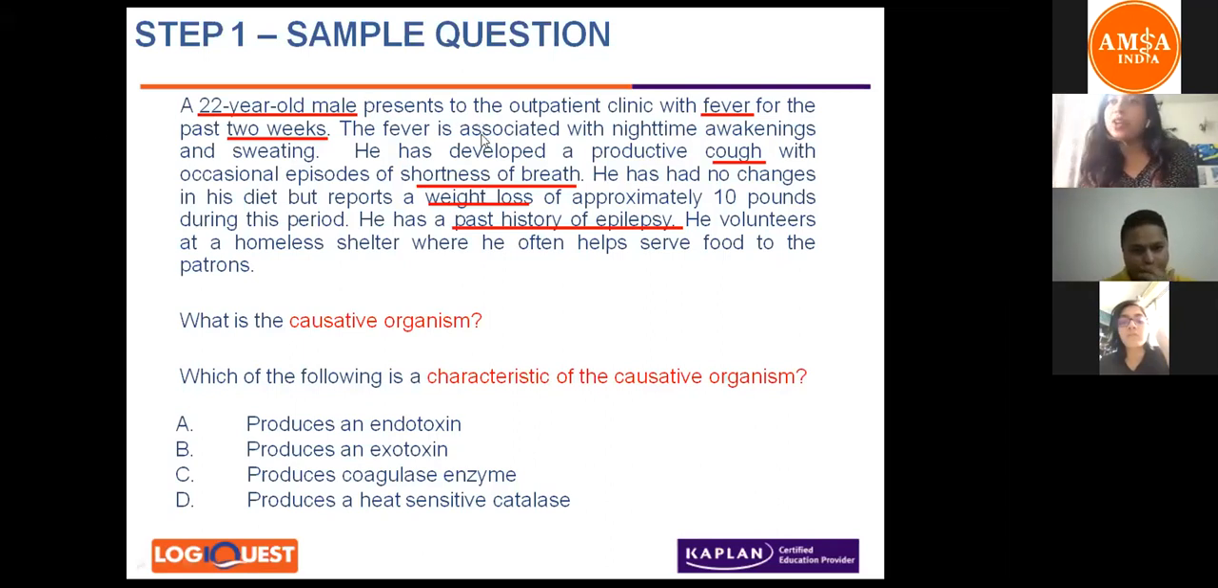We've got a couple of answers from our Zoom chat. People are saying A, it's an endotoxin. And I think I agree with that also, A, endotoxin. Someone else has said B, it's an exotoxin. So it looks like people are debating between endotoxin or exotoxin right now. The toss is between A and B, whereas the actual answer is D. It produces a heat-sensitive catalase because it gets inactivated at 66 degrees Fahrenheit.